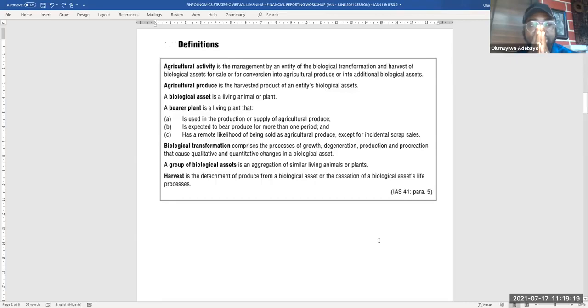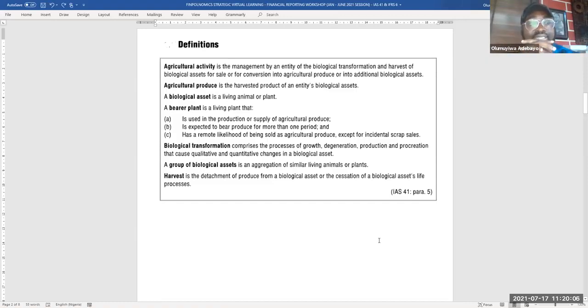Any form of management activity engaged in by an entity that involves the process of biological transformation, which I mentioned earlier, growth, procreation, production, degeneration, either to provide that biological asset for sale or to convert it into agricultural produce or further into the development of other biological assets, we say such entails an agricultural activity. Now, we also mentioned agricultural produce. Agricultural produce is simply the harvested biological asset of an entity, which means at the point you harvest a biological asset, it becomes agricultural produce.